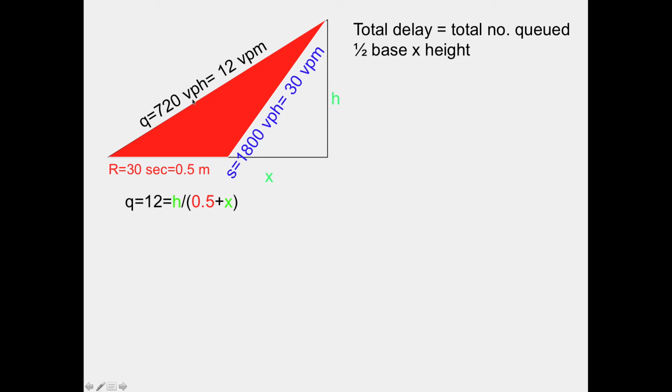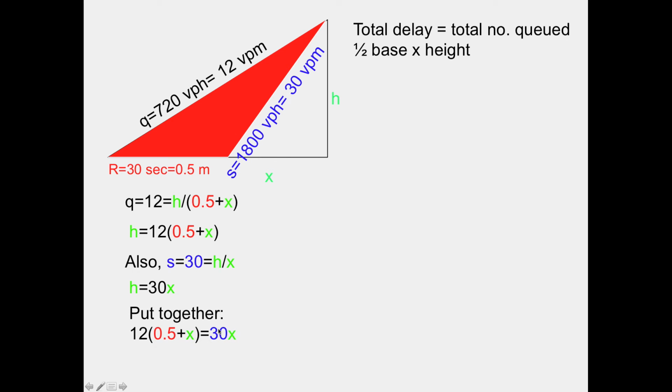Well, we can set up some scenarios here. So Q, this Q value 12, is equal to the rise over its run, right? And I can solve for H in that way. And similarly, I know that this slope is equal to the rise over its run, which is H over X. Solve for H, and then put them together and come out with X equals 1/3 minute, and plugging back in here, H equals 10 vehicles. That's how many vehicles have arrived during this time period. So the area of the red triangle is 2.5.